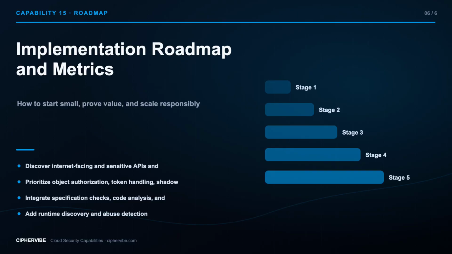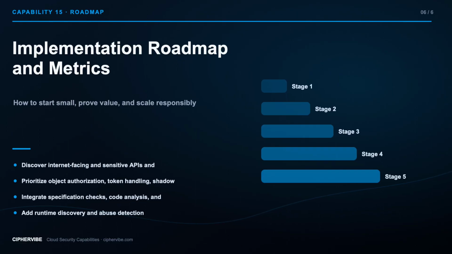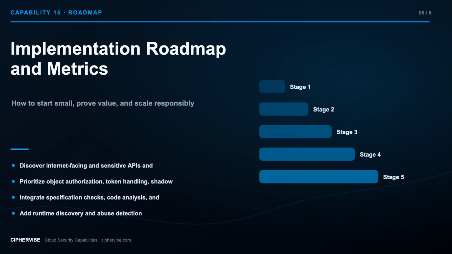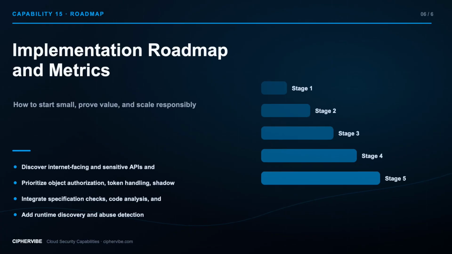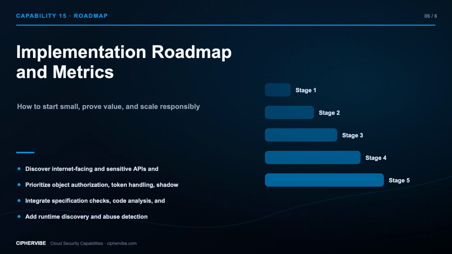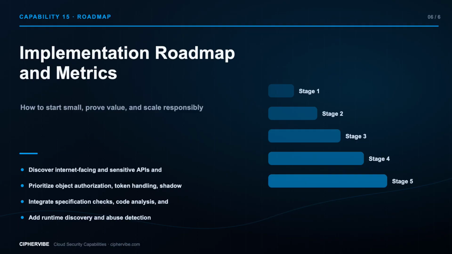Fourth, add runtime discovery and abuse detection with privacy-aware traffic handling. Fifth, create version retirement, incident response, and partner access governance as the API estate grows. The roadmap is incremental because a focused production scope lets teams validate evidence, ownership, workflow, and control safety before scaling.